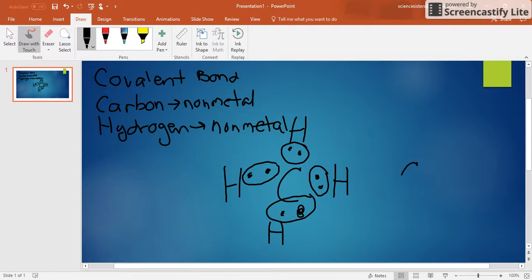So we have a carbon atom in the middle with a single bond to a hydrogen atom here, a single bond to a hydrogen atom there, a single bond to a hydrogen atom on the left, and a single bond with a hydrogen on the bottom. Okay, and then finally we draw the chemical formula for this, which is CH4. We have 1 carbon atom and 4 hydrogen atoms, and that CH4 is in fact methane. And that is how you do a covalent bond.